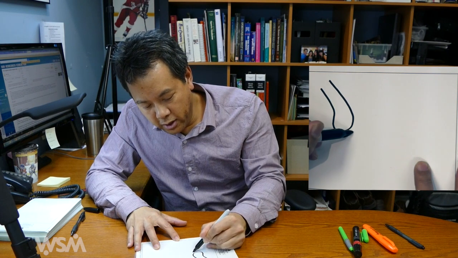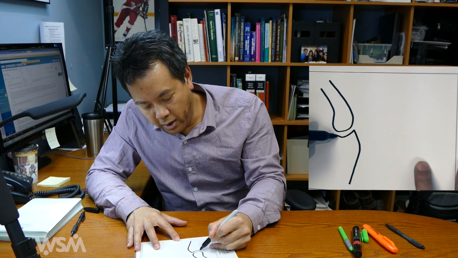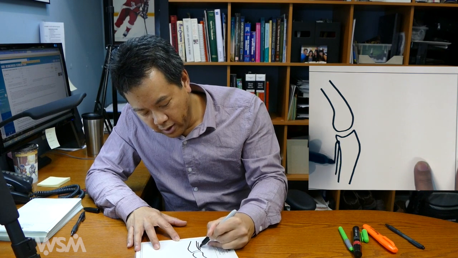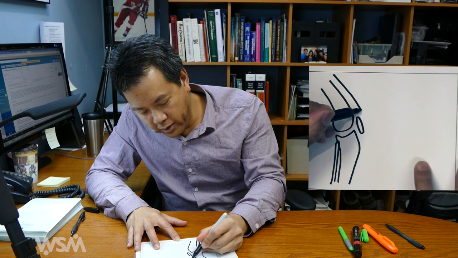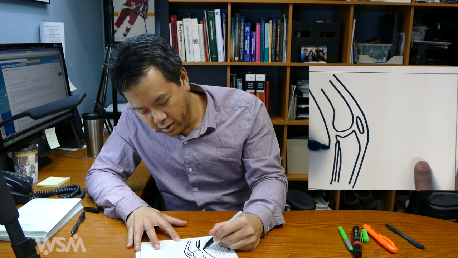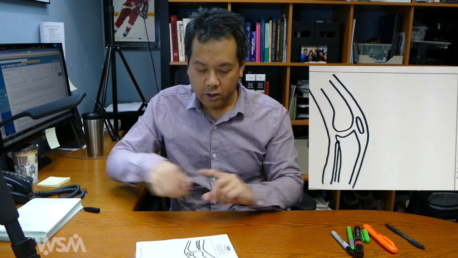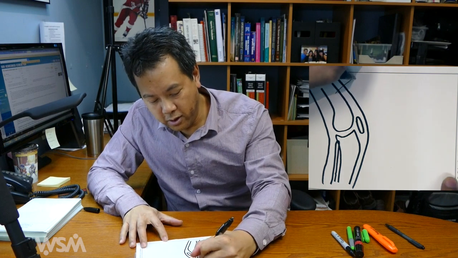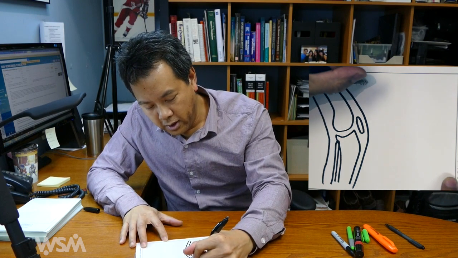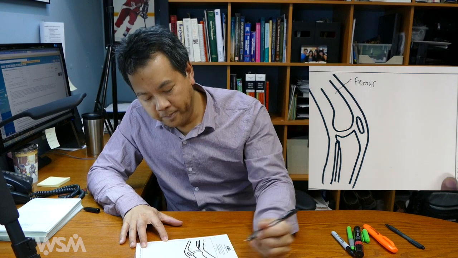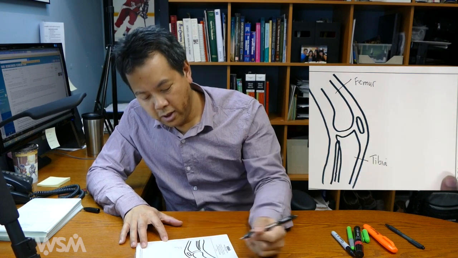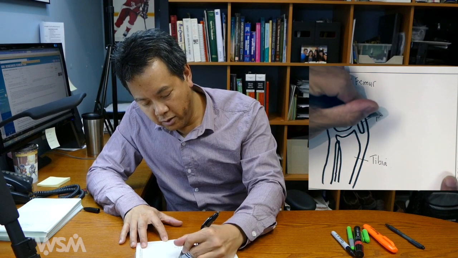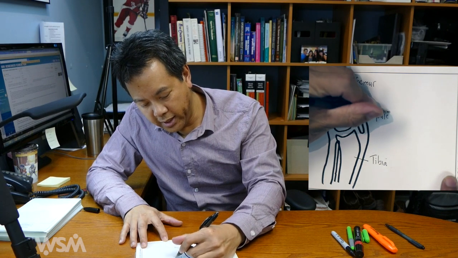So what I'm drawing is just the outline of the bones in the knee, and so there we go. There's the outline of the bones of the knee. This bone, the top bone, is called the femur. This lower bone is called the tibia, and this round bone in front of the knee is your kneecap or patella.